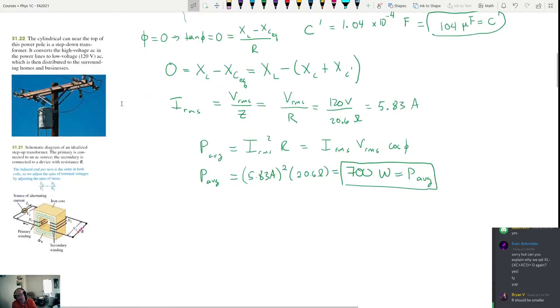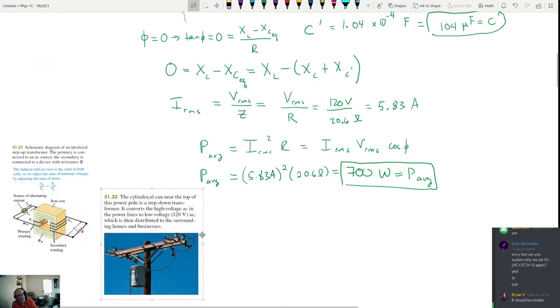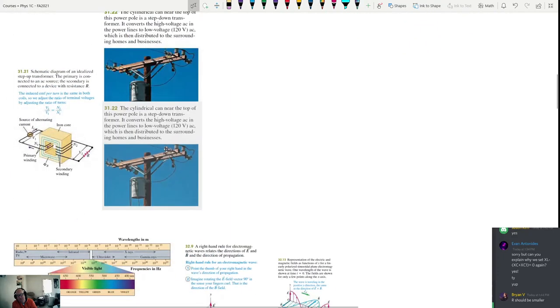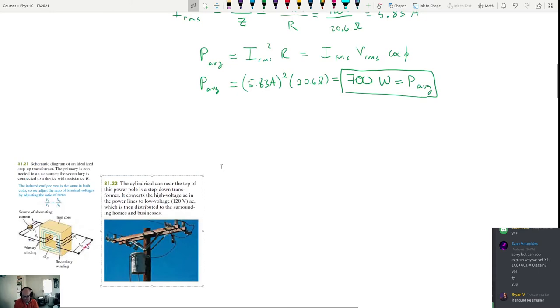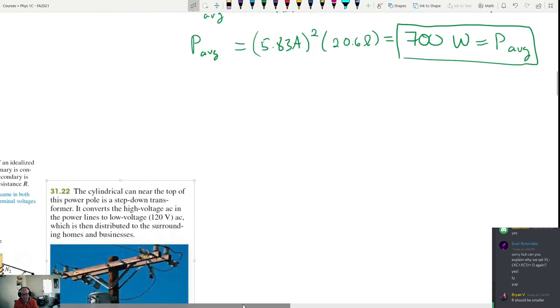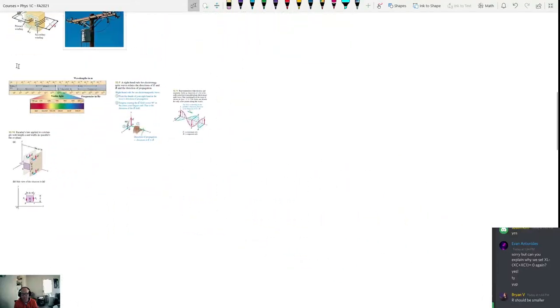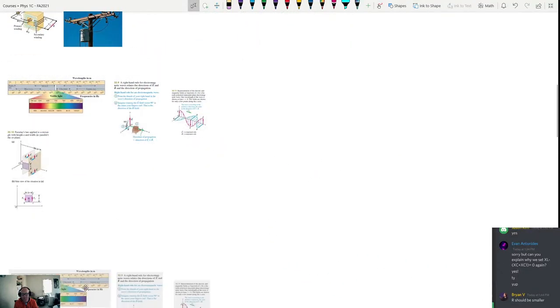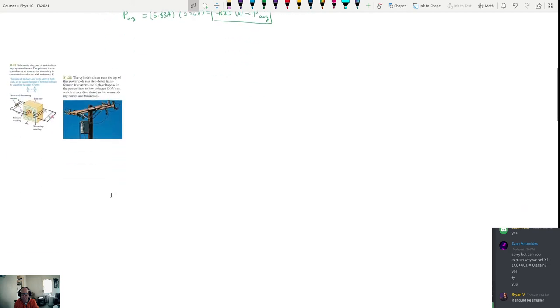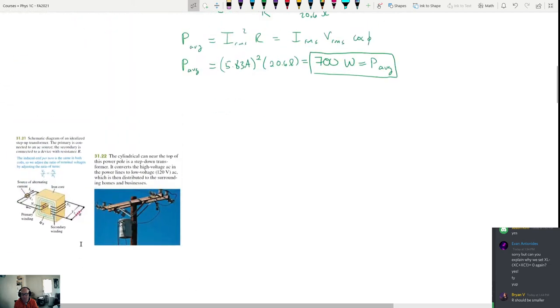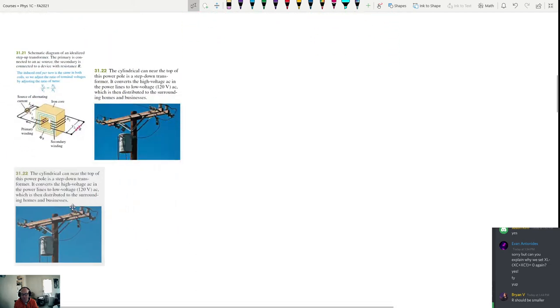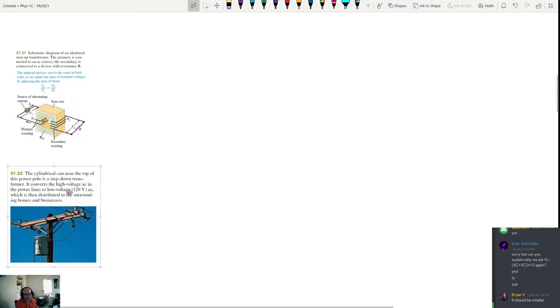Okay. Next thing we want to talk about are these little things right here. We call them transformers. So let's zoom back in. And I didn't leave, actually, here. Make a little bit more room. All right. So last topic from, this is still chapter 31 on alternating circuits, alternating current, is transformers.